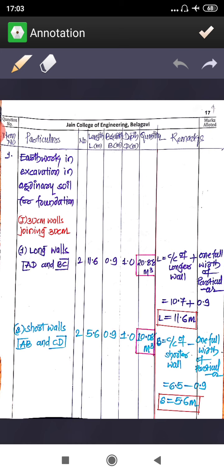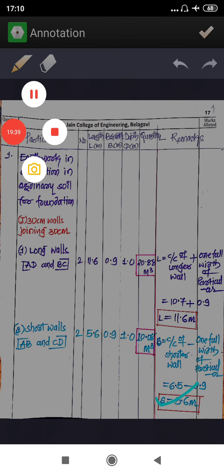Now we'll see the shorter wall, that is AB and CD. I have shown you the calculation of length there. That shorter wall here, center to center of a shorter wall, that is 6.5 minus one full width of particular, that is 0.9. You will be having a center line of 5.6 here. So here two numbers of short walls, 5.6 is the length, then you will be having width of 0.9, and 1 meter is the depth. So total quantity here is 10.08 meter cube.